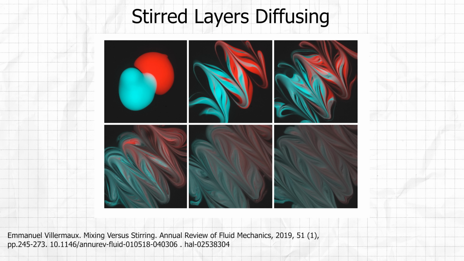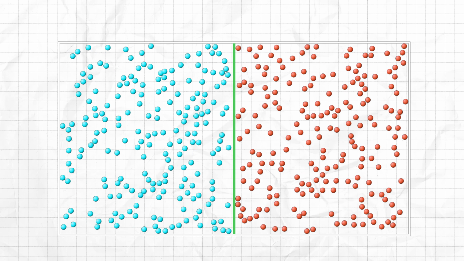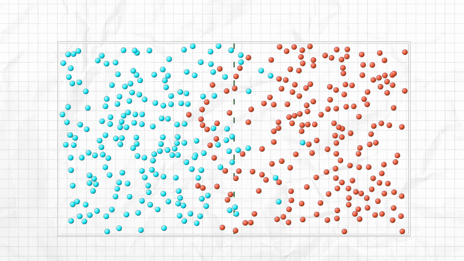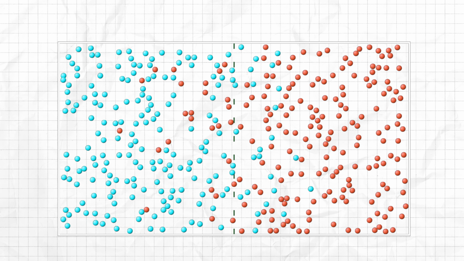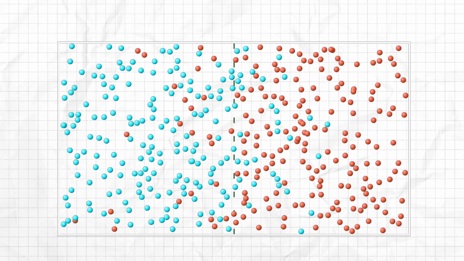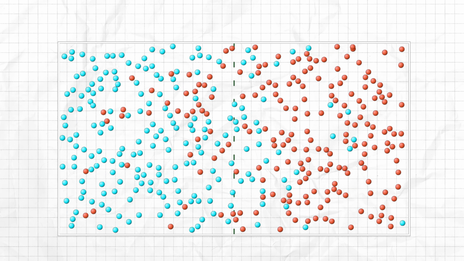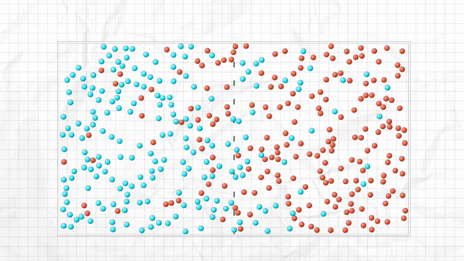Diffusion is the random thermal motion of atoms and molecules. Statistically, two initially separate groups of particles will spread out and interpenetrate. Once that happens, there's no way to reverse the process. True mixing has actually occurred.